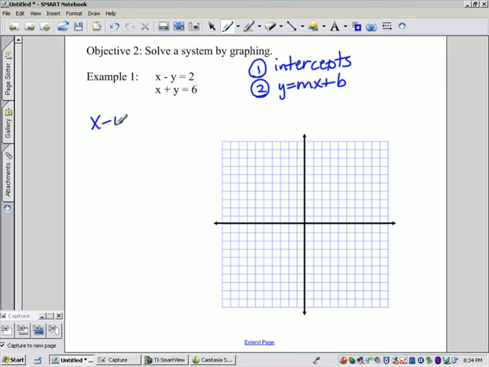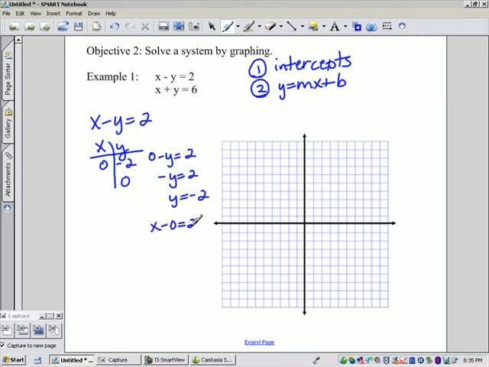So if we were given x minus y is equal to 2, and we need to find the x and the y intercepts, we replace x with 0 and solve for y, and in so doing we get 0 minus y is equal to 2, so negative y is equal to 2, divide by negative 1 to get y is equal to negative 2. Then we would replace y with 0 and solve for x, and in doing that we get x minus 0 is equal to 2, or x equals 2.